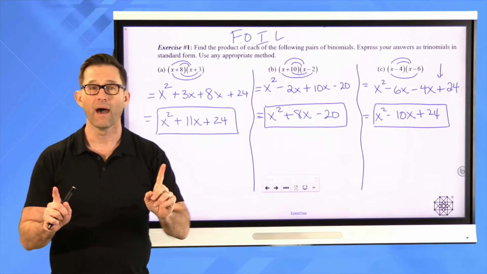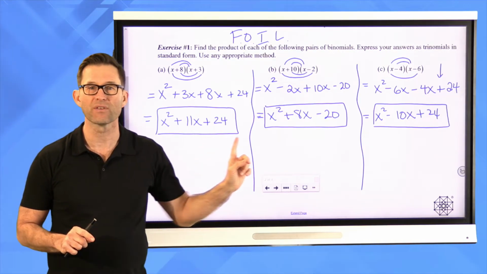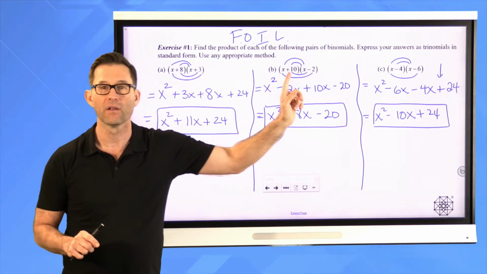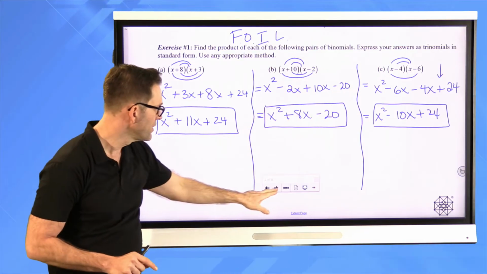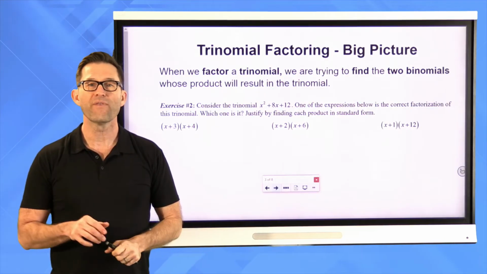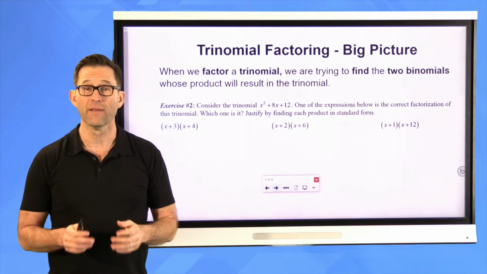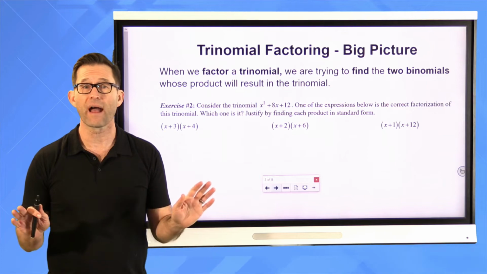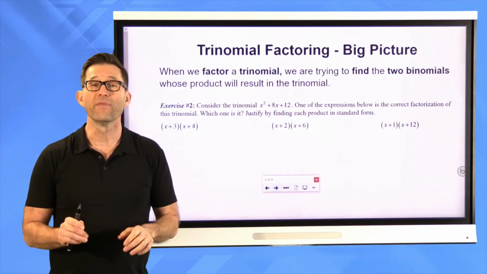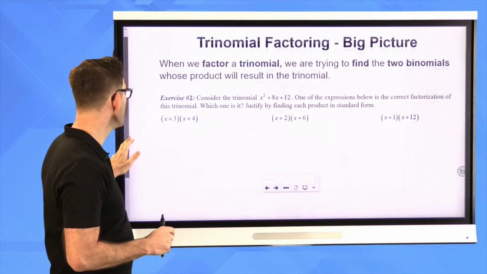Now, the whole point of factoring will be to go backwards, to start with something that looks like this, and rewrite it to make it look like this. Anyway, let's get into that. So, trinomial factoring, the big picture. When we factor a trinomial, we are trying to find the two binomials whose product will result in the trinomial. So whenever we're trying to factor a trinomial, like x squared plus 8x plus 12, we want to find the two binomials that when we multiply them together give us this. So let's take a look at exercise number 2.